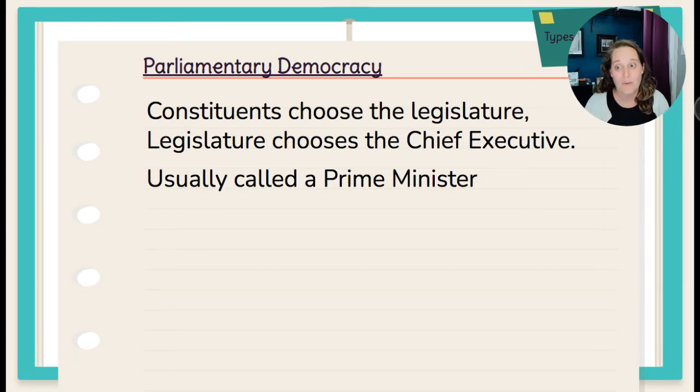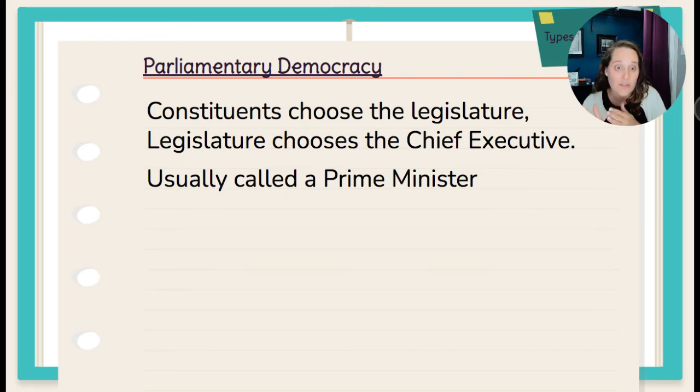Our next type of democracy is a parliamentary democracy. A parliamentary democracy is referring to how their chief executive is chosen. In a parliamentary democracy, the people, the constituents, get to vote for the legislature or the Congress, or the parliament or whatever we call them.